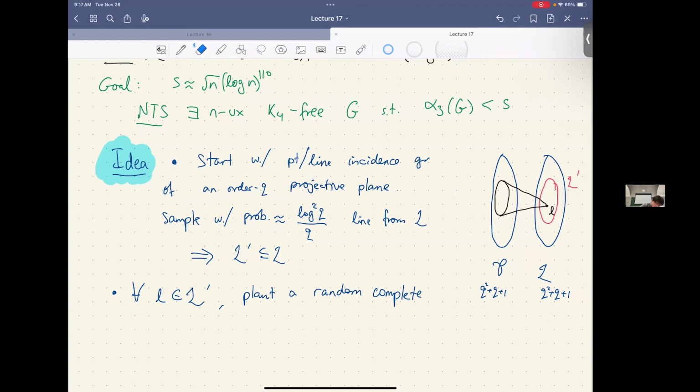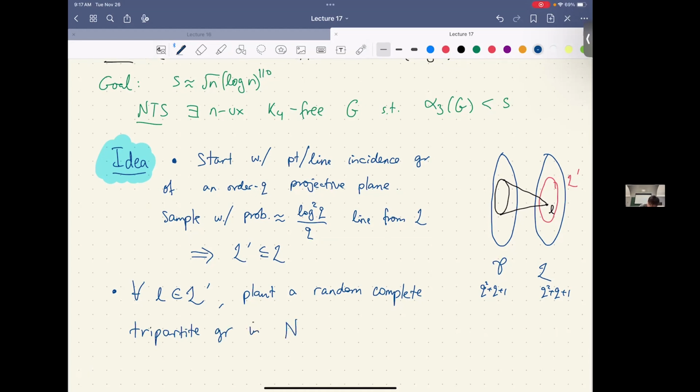Complete tripartite graph. In the neighborhood of L, in this incidence graph, the picture looks like this. You arbitrarily partition. This just means for every vertex in the neighborhood here, you assign value 1, 2, 3 with equal probability, right? You partition the vertices into roughly the same size 3 parts. Now you draw the complete tripartite graph over these 3 parts.